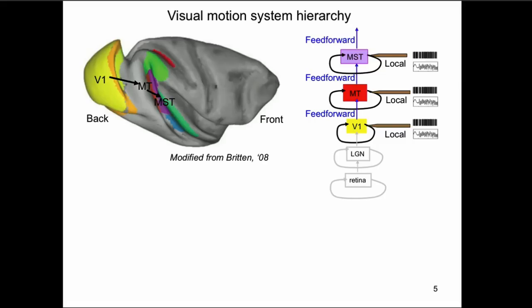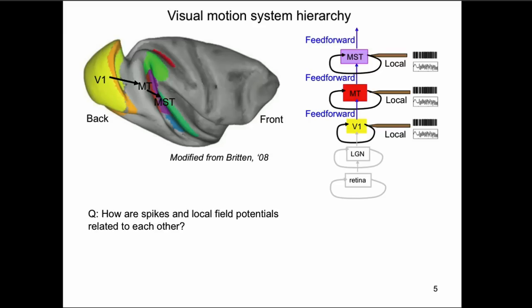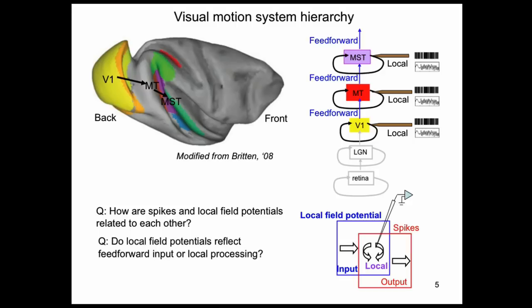So here we have feed-forward signals from one area to the next, and we also have local processing that is happening within the area. And what I did was I recorded from each of these levels of the hierarchy to understand and to answer this question. So again, the question is, how are spikes and local field potentials related to each other? And do local field potentials reflect feed-forward input or local processing? So again, that's the question that we're looking at.